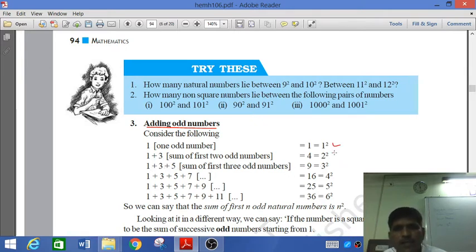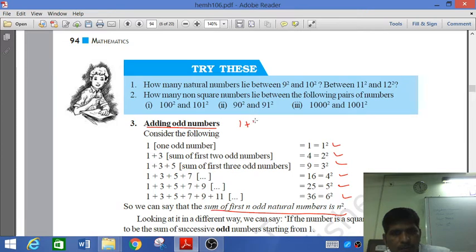So it's one type of trick. Now how many numbers are there? 1, 2, 3 and 4. So it is 16, the square of 4. How many numbers are there? 1, 3, 5, 7, 9. If you total it, 1, 2, 3, 4, 5, so 5 square is 25. How many numbers are there? 1, 2, 3, 4, 5, 6. 6 square is 36. So the sum of the first n odd numbers is n square.